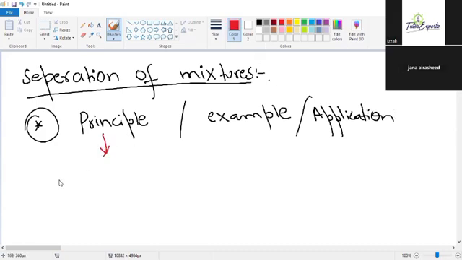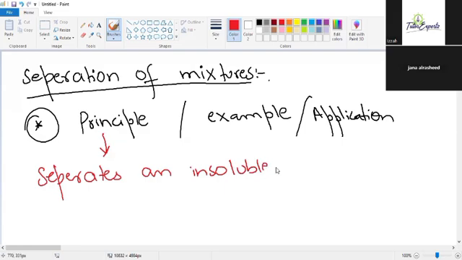So for the principle, can you tell me what could be the principle of filtration? It is to separate the insoluble solids from liquids, using a filter paper. And what is the thing known as that is left behind in the filter paper? Residue. Good. So it separates an insoluble solid from a liquid.